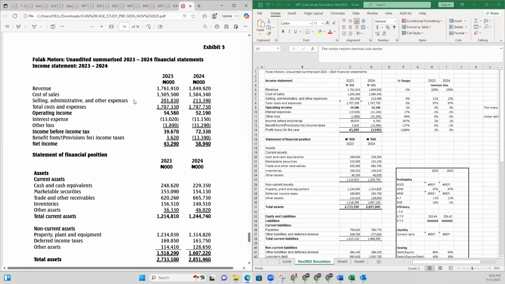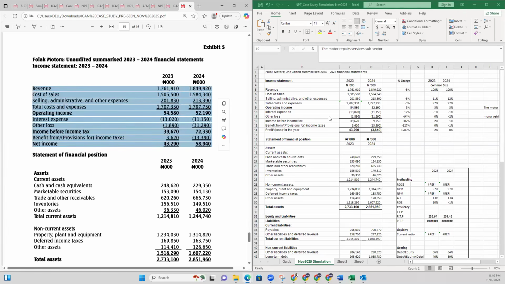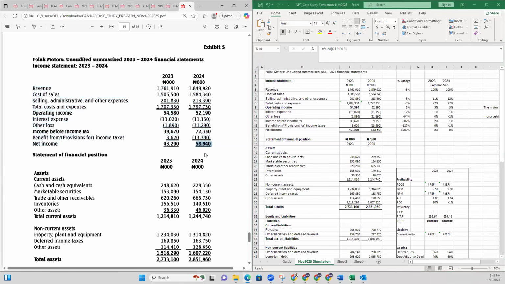All right. So I imported this figure into Excel. Let me just change this to net income. 2023 looks okay, but 2024 was supposed to be a loss. But they put 58,000. And I think the error came from where now? Other loss. What happened now?